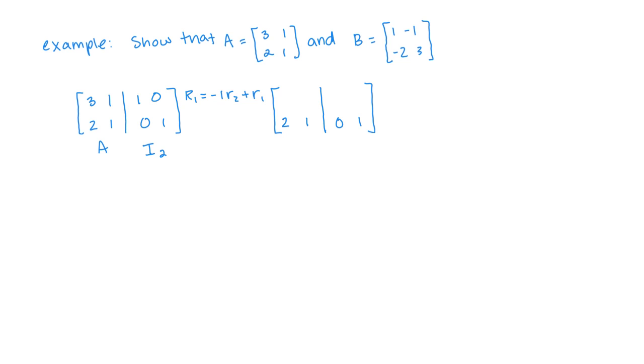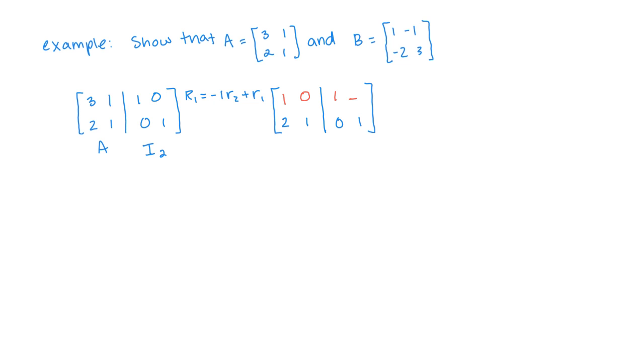So my first entry, my new entry in row 1, is going to be -1 times 2, which is -2, plus 3, which is 1. This second entry right here is going to be -1 times 1, which is -1, and then add 1, which gives me 0. Now moving over to these two positions, I'm going to have -1 times 0 plus 1, which is going to put a 1 right here.